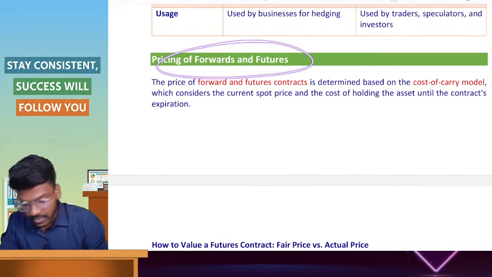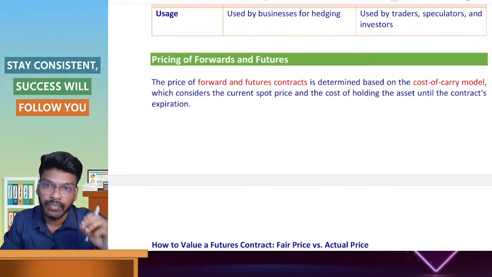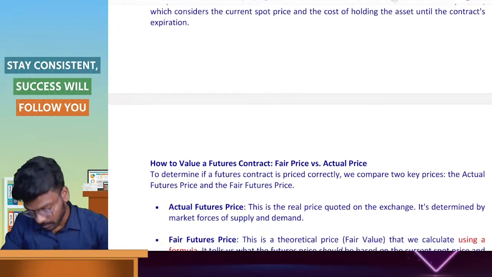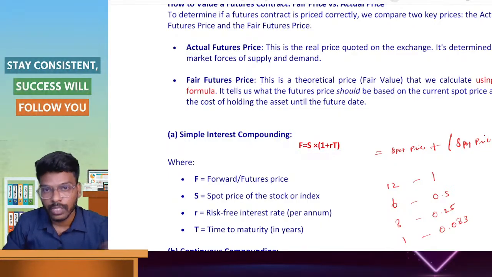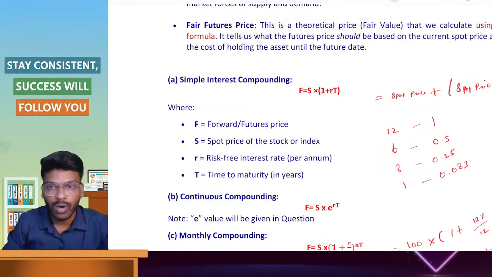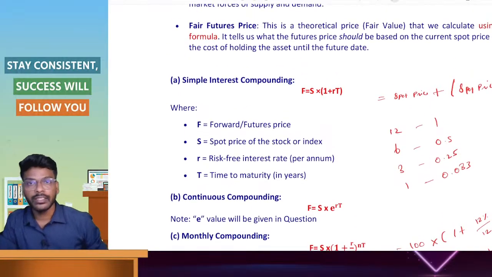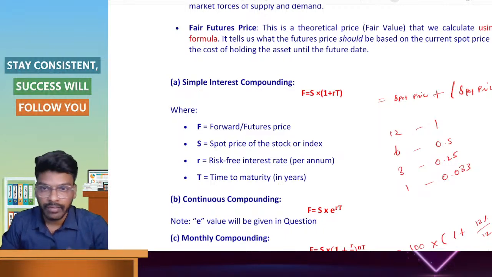The pricing of forwards and futures is a time value of money concept. We find the future value by using the spot price. We have a spot price, and we convert the spot price into a future price. That can be called the theoretical price, fair value, or fair price. We have three methods to compute it. Which method to apply depends on the information given in the question.